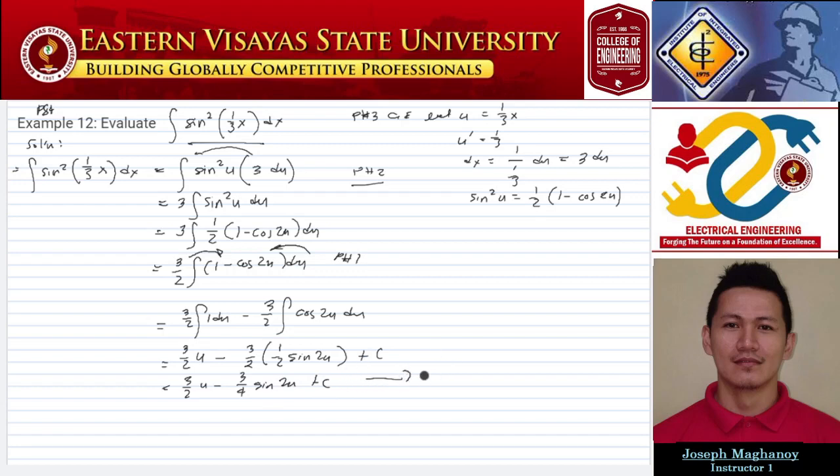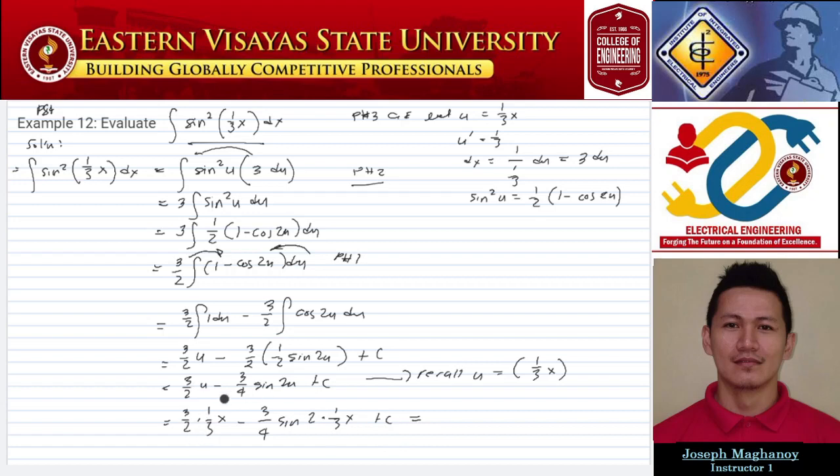But we need to still recall our u. What is the value of your u? 1/3 x. Okay, we replace our u with 1/3 x. So 3 halves times 1/3 x minus 3/4 sine 2 times 1/3 x plus c.